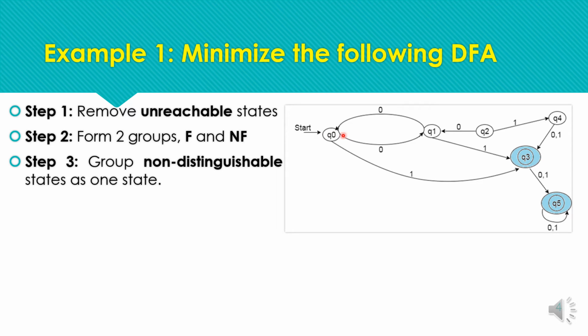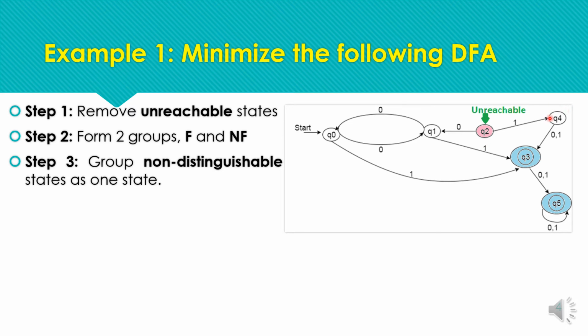Starting with the initial state, if we look carefully, we have no path for the state Q2, meaning we cannot reach the state Q2 for any of the input symbols received. So we can always remove this state, because this state is an unreachable state. We can never reach this state from Q0 for any input symbols.